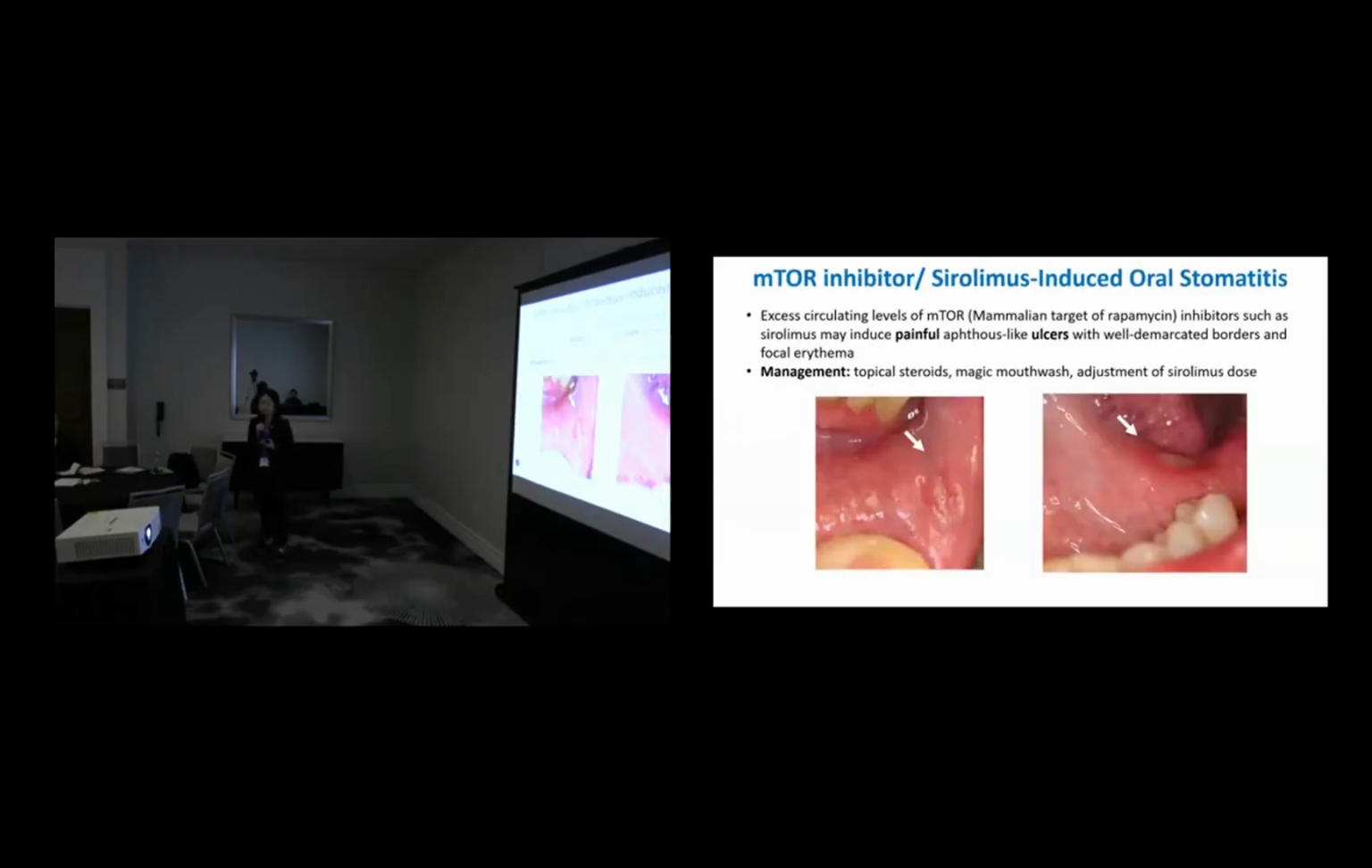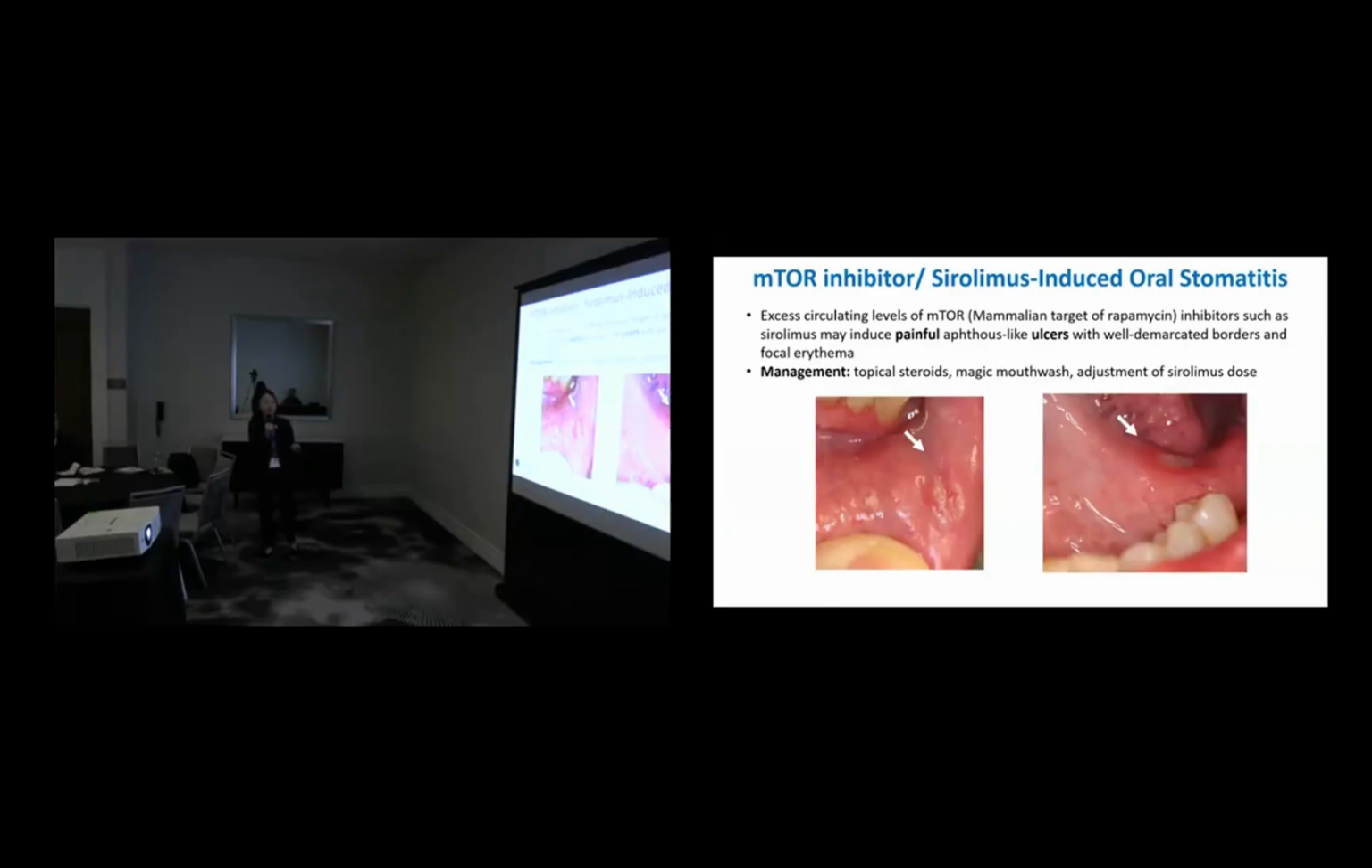Sometimes you will get ulcers from your medications, and that is sirolimus-induced oral stomatitis. This occurs when you have excess circulating levels of mTOR inhibitors, and these levels are very high systemically, causing mucosal toxicity. It may form these painful aphthous-like ulcers with well-demarcated borders, as well as focal erythema.